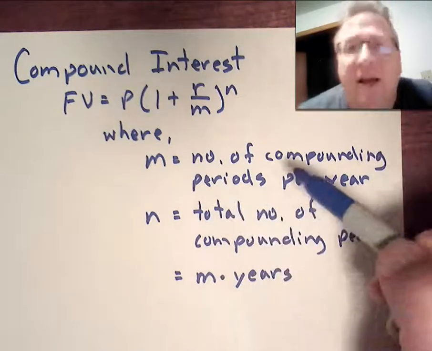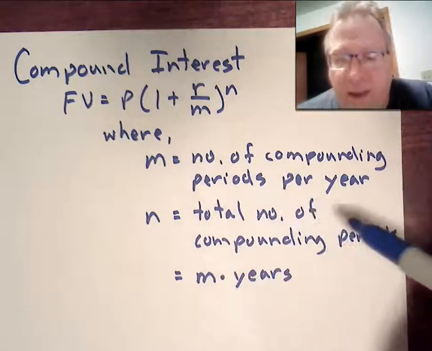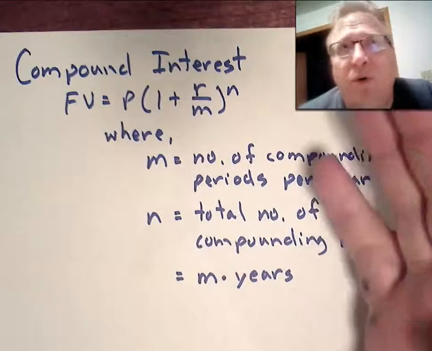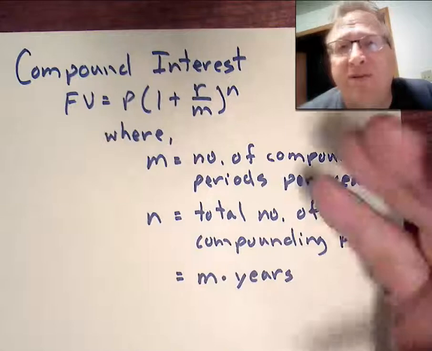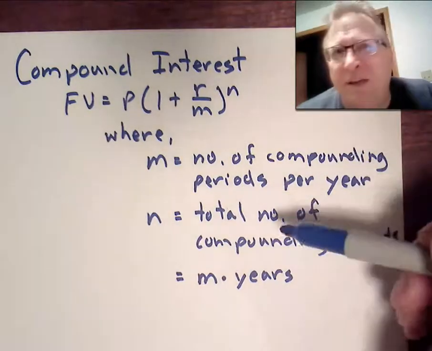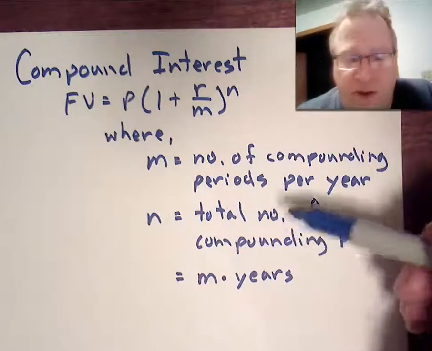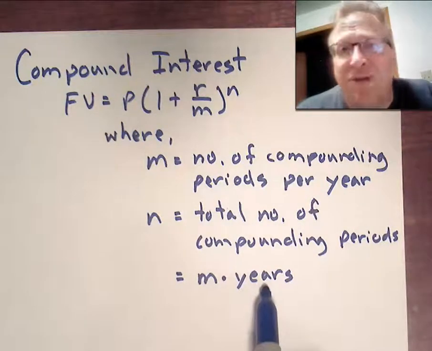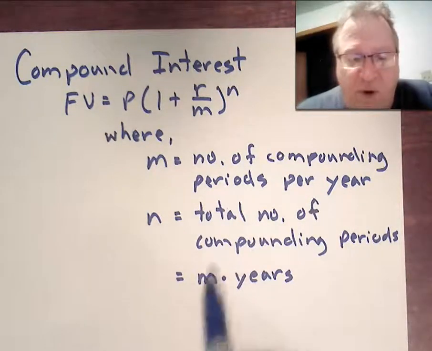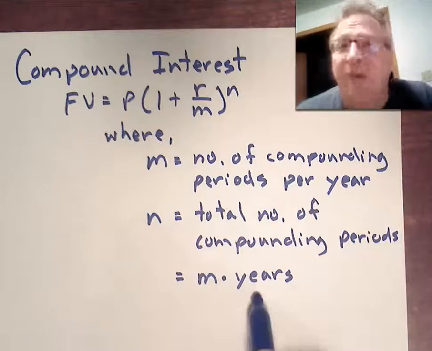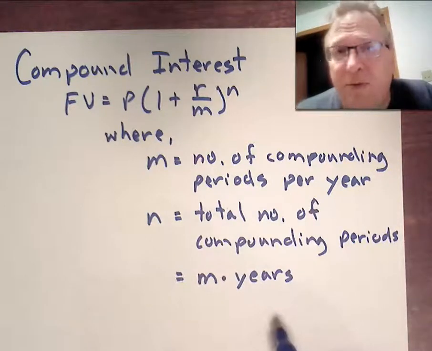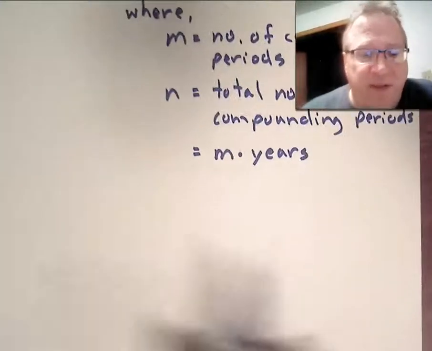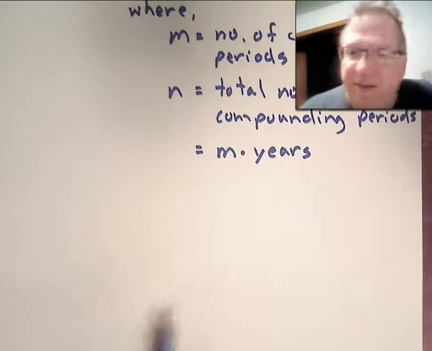How about N? N is the total number of compounding periods in the loan. So let's say we were doing quarterly compounding. That's where M is 4. And let's say it was a 3-year loan. Well, the total number of compounding periods is equal to M times years. So in our example, it would have been 4, our quarterly compounding M value, times 3 years. N would be equal to 12. Let's do an example and calculate what our future value is going to be.